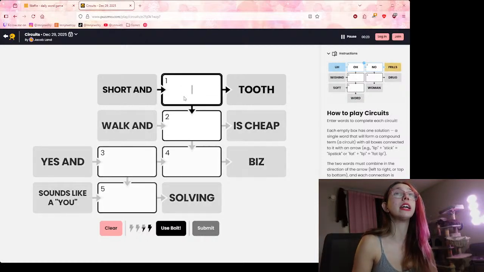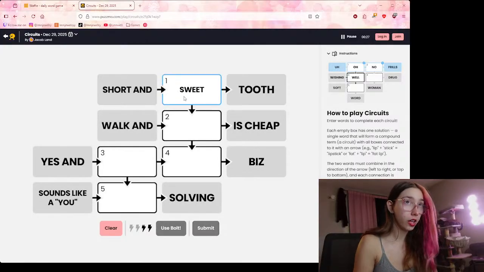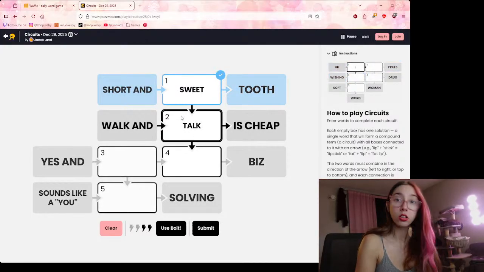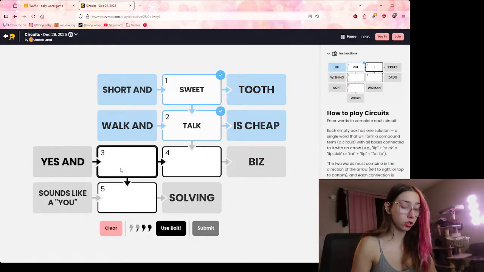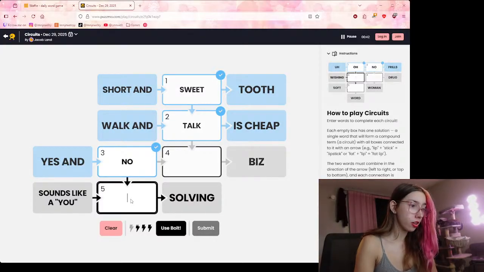Short and sweet tooth. Okay. Walk and blank, walk and talk. Yes and no. Sounds like a you problem. No.